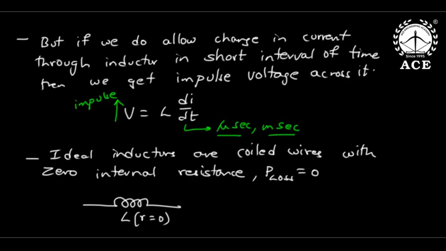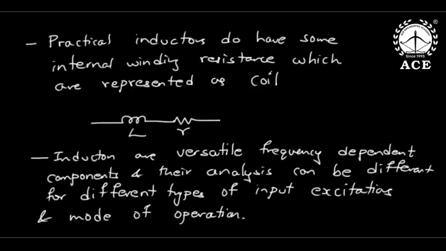Ideal inductors are coiled wires with zero resistance and no losses, but practical inductors have resistance, which causes losses. Inductors are versatile frequency dependent components, and their analysis is different for different types of inputs and modes of operation. For DC, inductor is a short; for sinusoidal, triangular, sawtooth, something else will come, and we will learn all that. Different modes of operation include DC steady state, AC steady state, transient analysis, low frequency mode, and high frequency mode. You have to learn all that from now onwards.